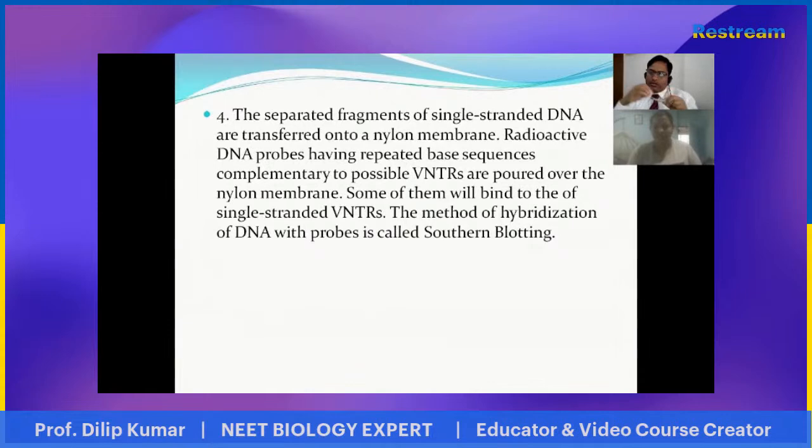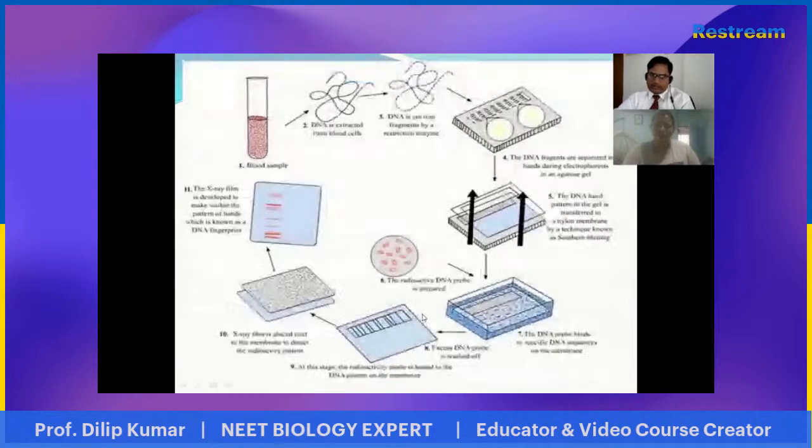If they are not matched, then the suspected person is not the criminal. So here the radioactive probing is also important. Some of the probes will bind to the single-stranded VNTR. The method of hybridization of DNA with a probe is called Southern blotting. तो हम साउथर्न ब्लॉटिंग करते हैं. कैसे करते हैं प्रोबिंग के लिए, उसको हम आपको दिखाते हैं कि साउथर्न ब्लॉटिंग कैसे करते हैं.